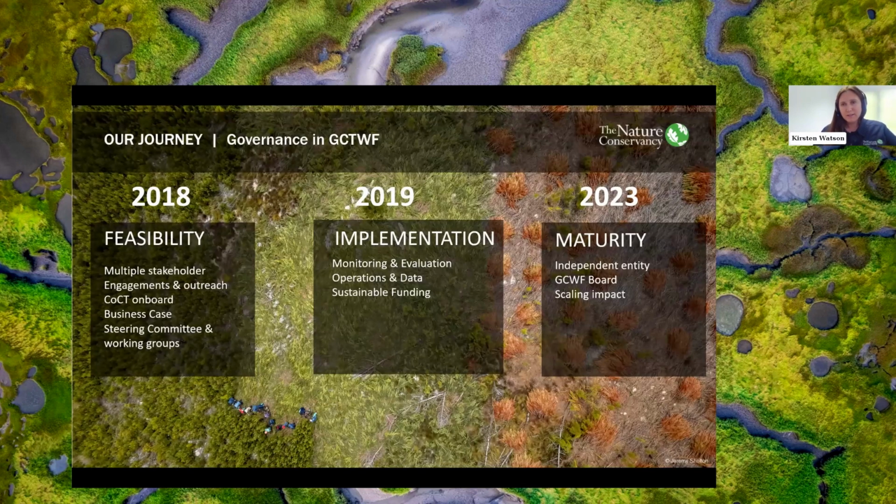So just in a nutshell, just to summarize our journey and how governance has changed through the duration of the Greater Cape Town Water Fund. In the beginning, we had our feasibility phase. We had lots of stakeholder engagement, outreach, getting key partners on board like the City of Cape Town, making the business case, setting up our steering committees and working groups. We then moved into implementation and all the governance structure needed to actually implement effectively. And in 2023, we moved into our maturity phase, looking at the independent entity, setting up the board and scaling for impact.